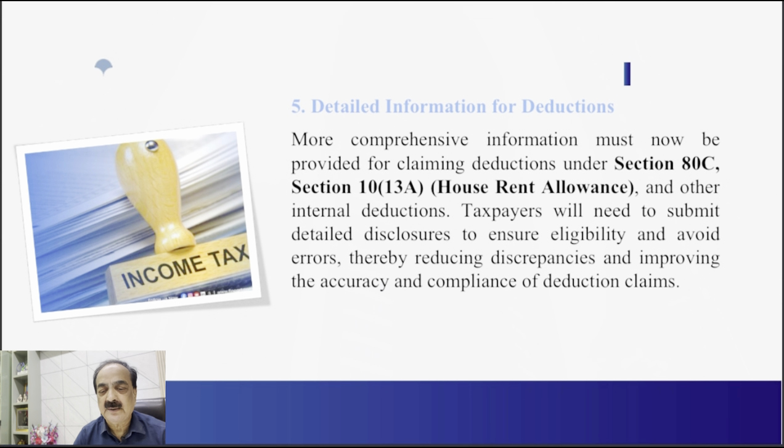The fifth important change that has been brought in this particular return of income is about detailed information for deductions to be claimed. More comprehensive information now must be provided for claiming deductions under either Section 80C, Section 10(13A) and other such deductions. Taxpayers will need to submit detailed disclosures to ensure eligibility and avoid errors, thereby reducing discrepancies and improving the accuracy and compliance of deduction claims.